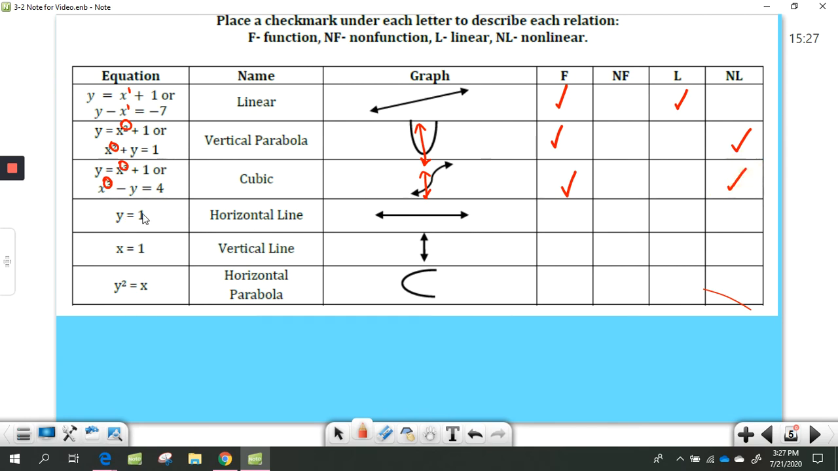Y equals a number gives you a horizontal line. It is a function, it passes the vertical line test, and it is a line. X equals 1 is a vertical line, therefore it does not pass the vertical line test, so it is not a function, but it is a line. So that's kind of the oddity in here. And then this one we talked about earlier, where you have an exponent of 2 on the y, gives you your sideways parabola, and if you apply the vertical line test, it hits it twice, so it is not a function, and it is not linear.